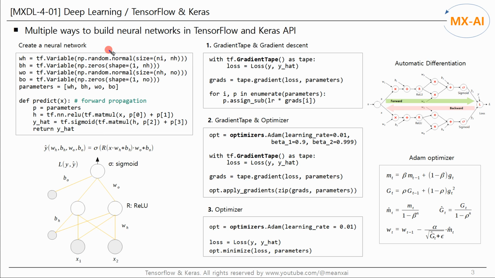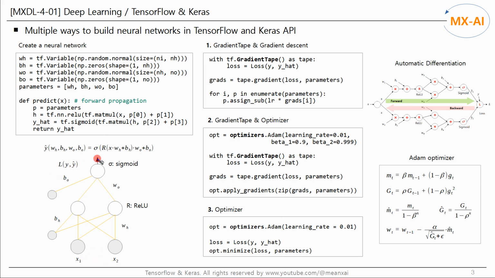Let's implement binary classification, multiclass classification, and regression models using TensorFlow and Keras. There are many ways to implement neural networks with TensorFlow and Keras. Here we will use 7 ways. In this video, we will use TensorFlow, and in the next video, we will use Keras. Let's look at 3 basic ways to implement feed-forward neural networks using TensorFlow.